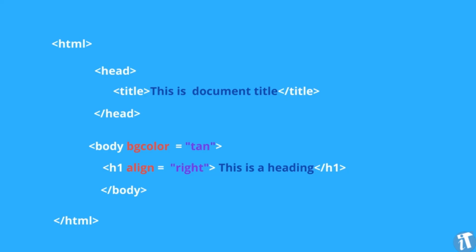So let's see an example also. The same example: HTML, head, title, body, and then inside that you can see body, bgcolor, tan. Alright, so I want to change the background color to tan and the alignment of this heading to right. So these are the attributes followed by the values. So let's see how to use the different attributes for the different tags in this practical example.